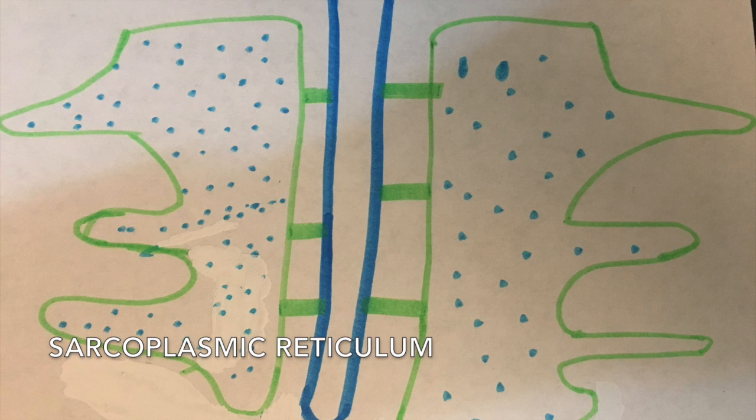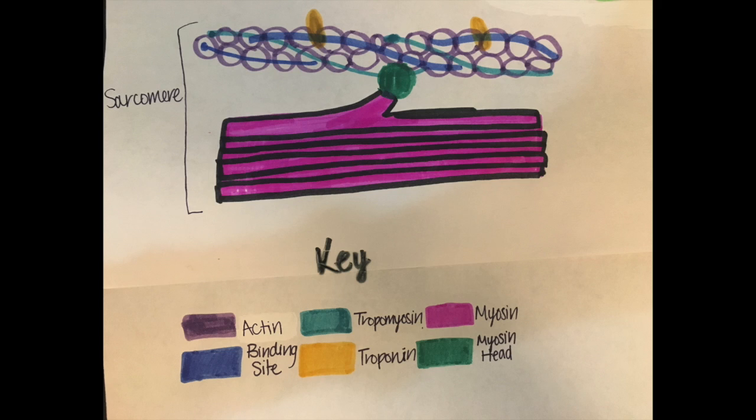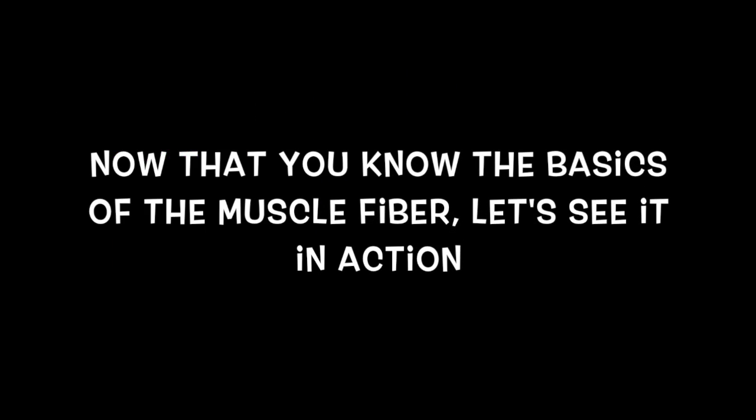The action potential travels along the sarcolemma and down into the T-tubule. This activates the release of calcium ions from the sarcoplasmic reticulum. Next, we have the sarcomere, which contains the following: actin, binding site, tropomyosin, troponin, myosin, and myosin head. Now that you know the basics of muscle fiber, let's see it in action.